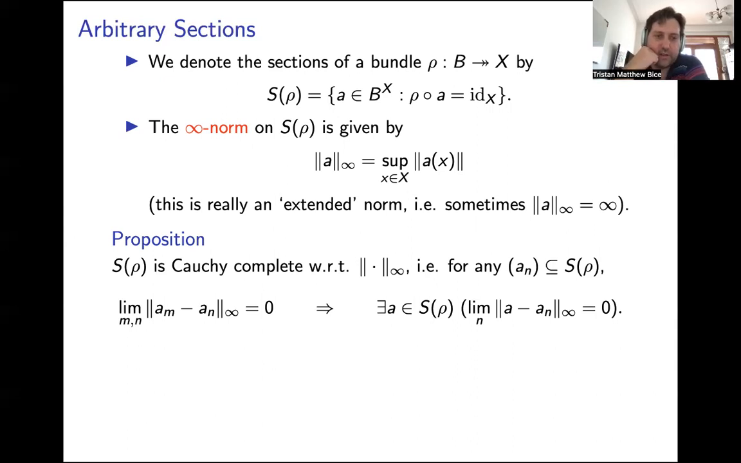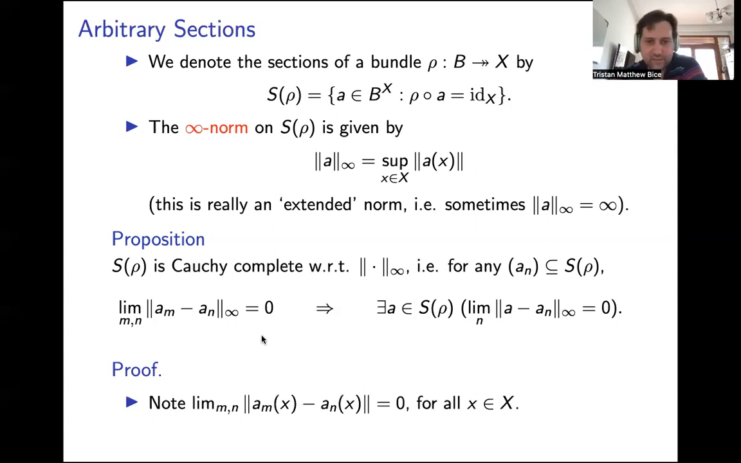And the observation here to note is that sections are complete in the usual sense, right? Cauchy complete. Meaning that whenever I have some sequence, so this is really indexed by natural numbers. I guess you could look at more general nets, but when you're dealing with norms and metrics, it suffices to look at sequences. So if you look at some sequence of sections, and you assume it's Cauchy, that's really what this is saying here, then there is some limit. There exists some section A for which A_n approaches A in the infinity norm, right?